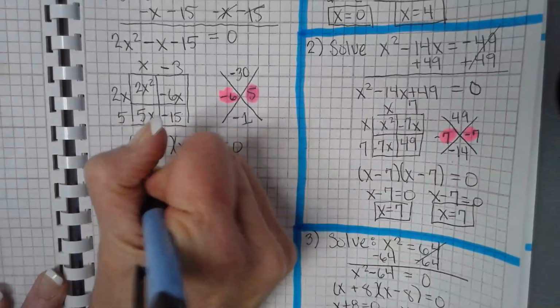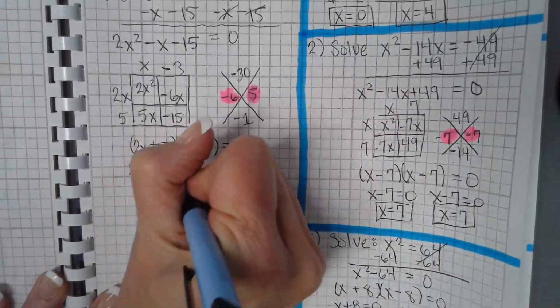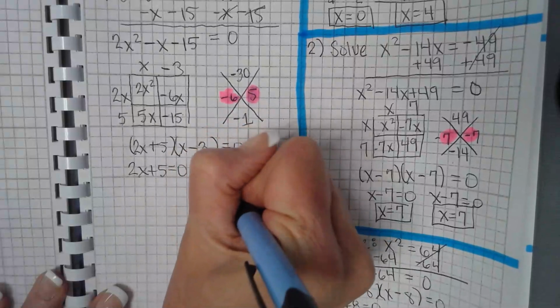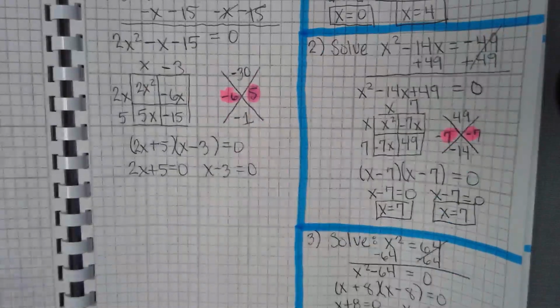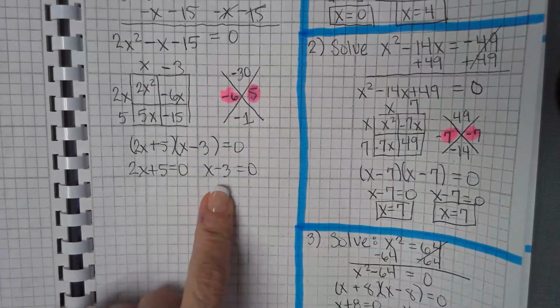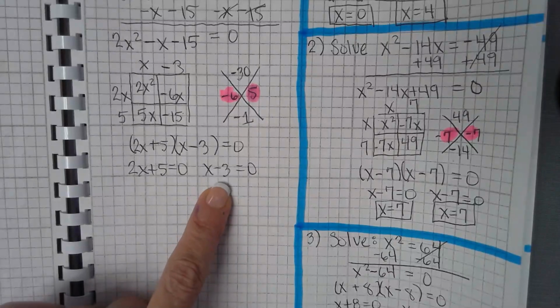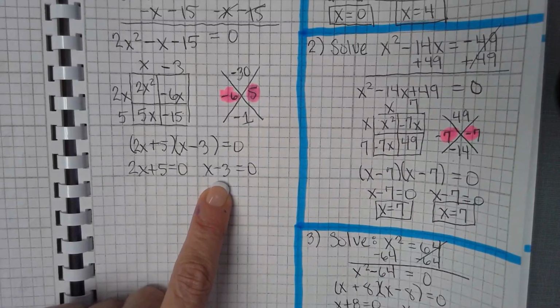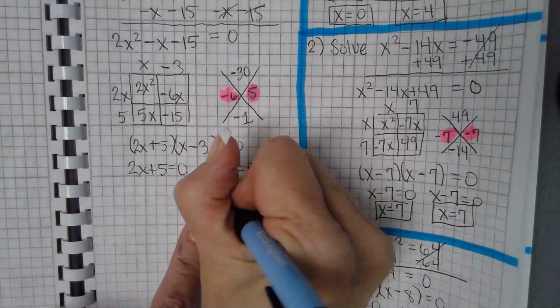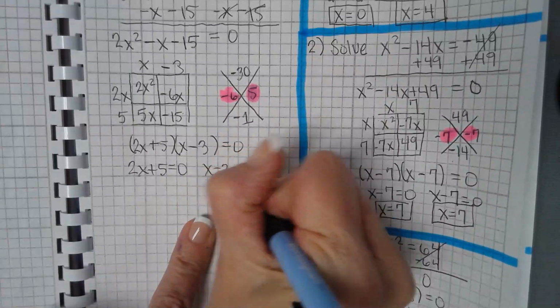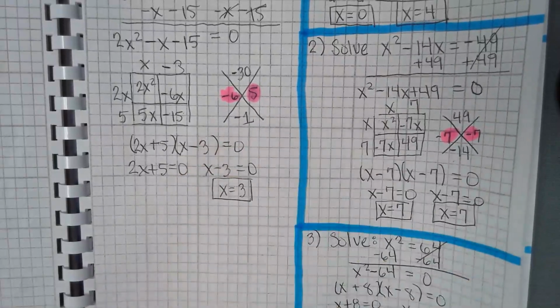So we've got 2x plus 5 equals 0. We've got x minus 3 equals 0. Let's do the easy one. This is a one step. How do I solve the one step? Add 3, so my answer is going to be a positive 3. I'm just going to skip that step.